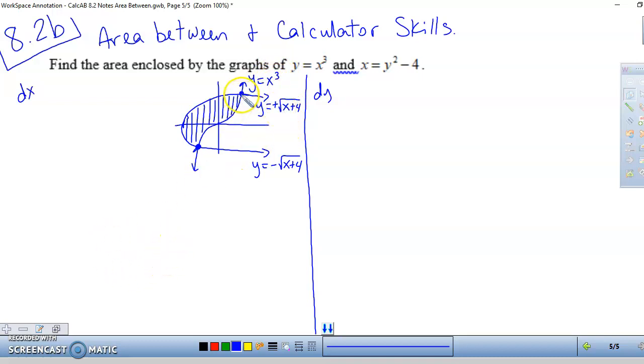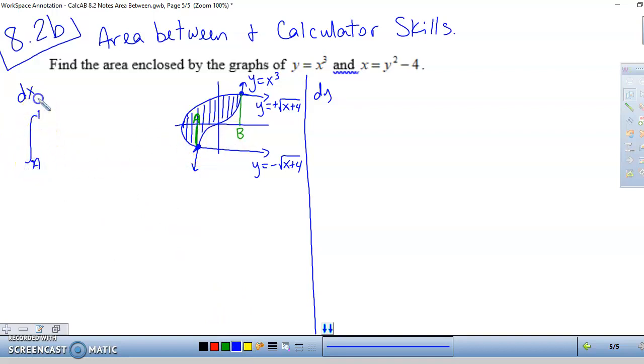So you want to look for, of course, the intersection points. So you would find those. I'm not going to go through that for this particular thing, but let's say that is the B, and here this intersection, that is the A. Okay, from A to B, the parabola is above the cubic, or the positive square root piece is above the cubic. So we can start it out with one of our integrals from A to B.